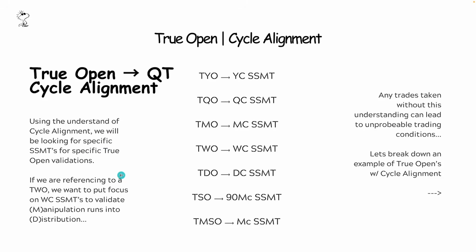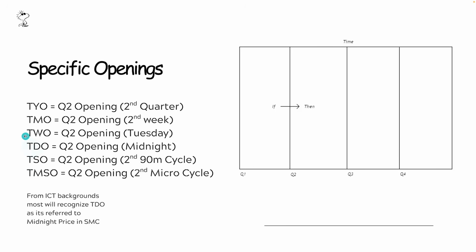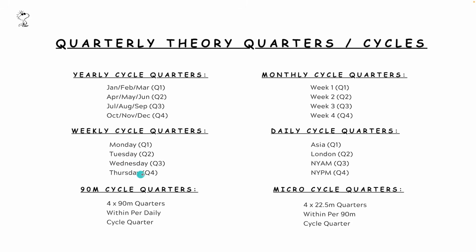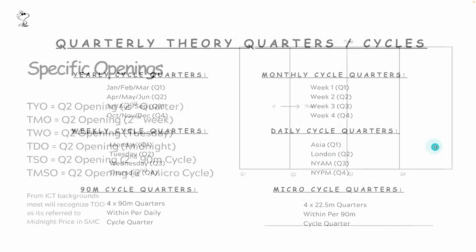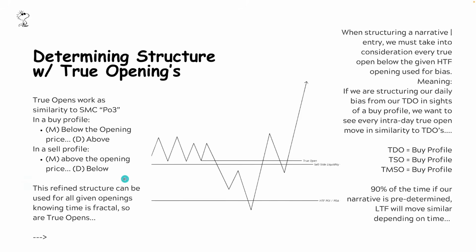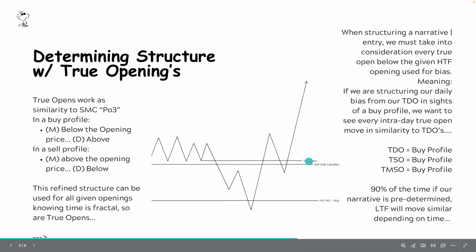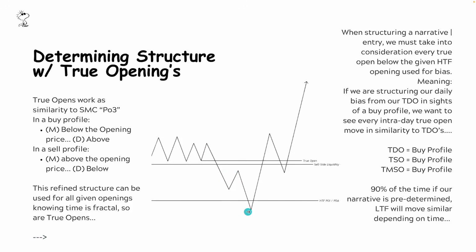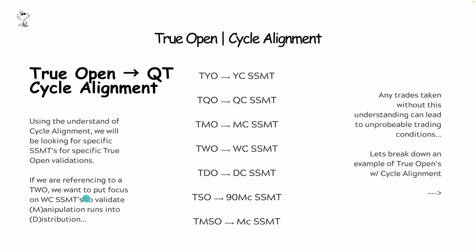So if we are referencing to a true week opening price, reference back, true week opening price is quarter two opening, meaning Tuesday, right? We reference back, weekly cycle quarters: Monday, Tuesday, Wednesday, Thursday. Tuesday is quarter two of the week. So if we're looking for a true week opening validation, we want to see, let's say, a bullish profile. Let's say go back. We accumulated on Monday, Tuesday open, manipulated below. Tuesday's our true week opening price. In order to pivot us from Tuesday's manipulation into Wednesday's distribution, we want to see a weekly cycle SSMT that validates from manipulation into distribution.